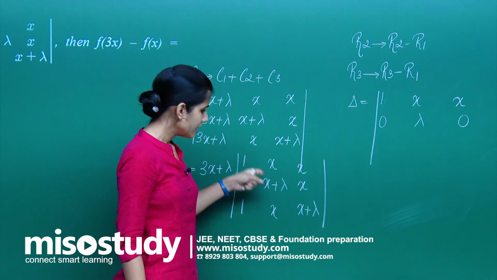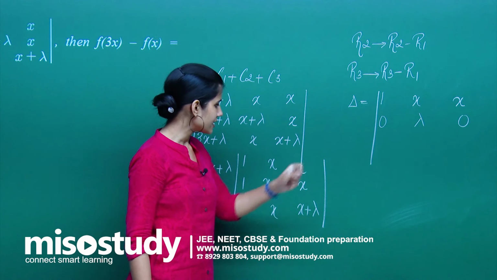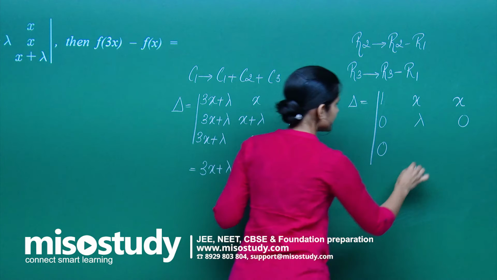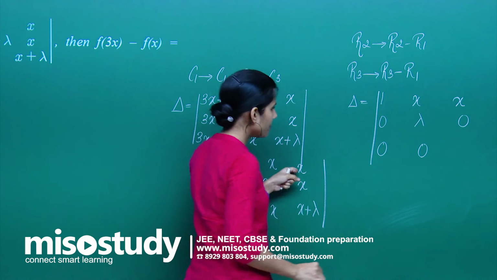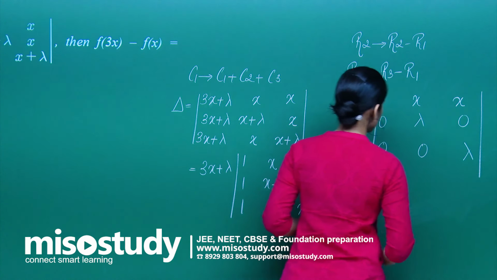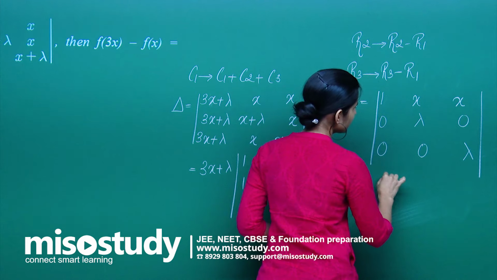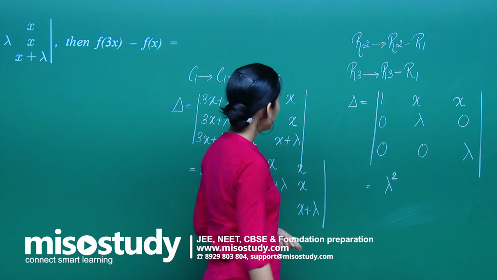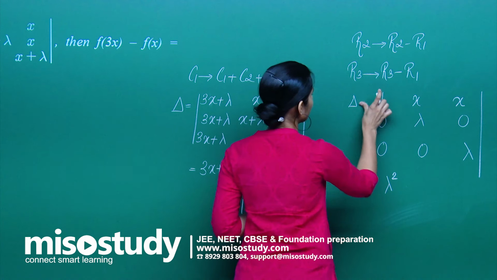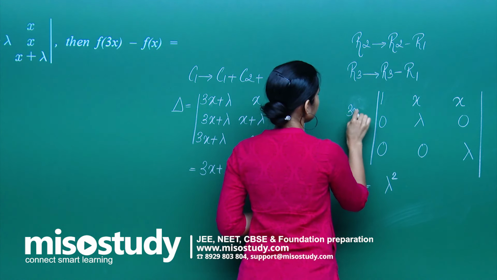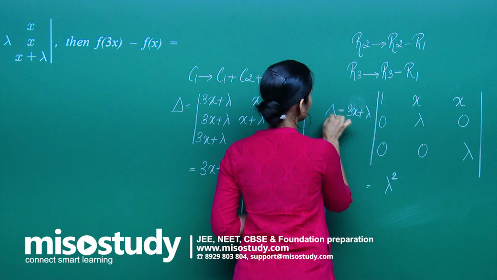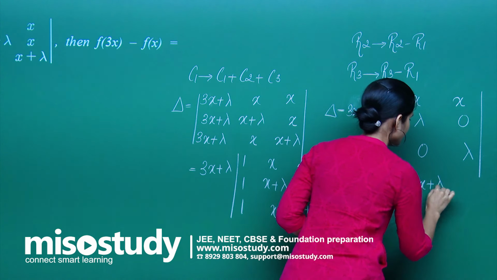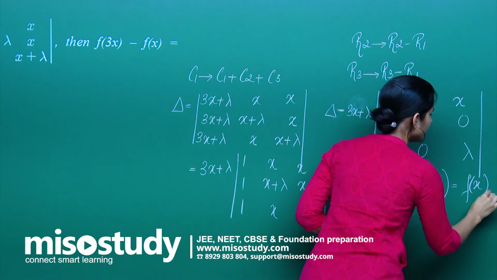1 minus 1 is 0. x plus lambda minus x is lambda and x minus x is 0. Then 1 minus 1 is 0. x minus x is 0. And x plus lambda minus x is lambda. What is this determinant? This is nothing but lambda square minus 0, which is lambda square. And outside you already have 3x plus lambda. Right? So you have lambda squared into 3x plus lambda as your f of x.